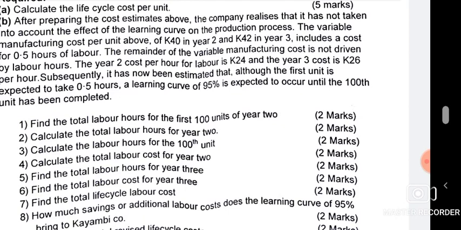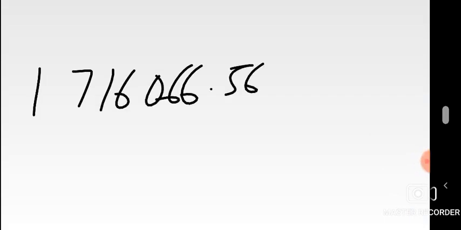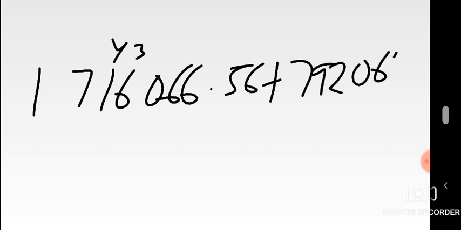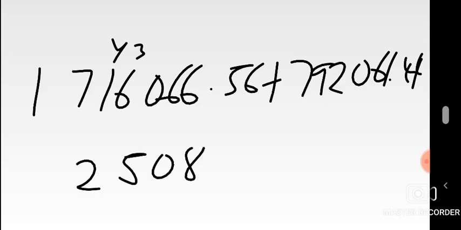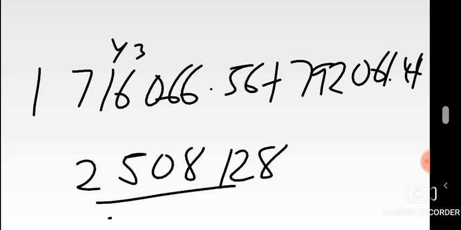So that's going to be these following figures. You have your 1,716,066.56 as for year 3. Year 3's cost is this one. What about year 2? Year 2 is the one that we found that time as 792,061.44. What are we going to get? When I add these two figures, I'm getting 2,508,128. That's my total life cycle labor cost there.